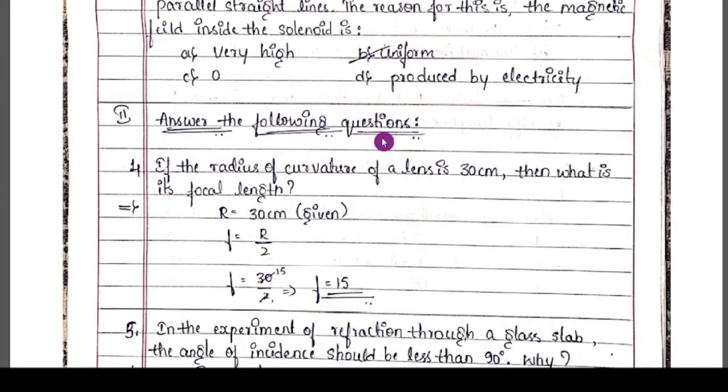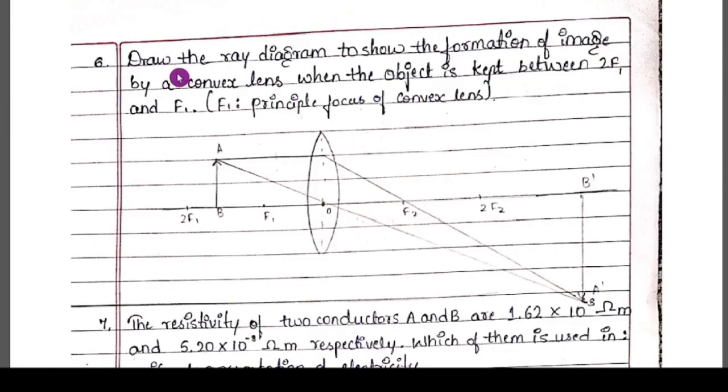Second main, answer the following questions. Sixth question: draw the ray diagram to show the formation of an image by a convex lens where the object is kept between 2F1 and F1. Here I have drawn the ray diagram. The object should be between F and 2F. The image will be formed beyond 2F, and the image is real and inverted. Whenever you draw a ray diagram, children, you have to mention the nature of the image and the size of the image.